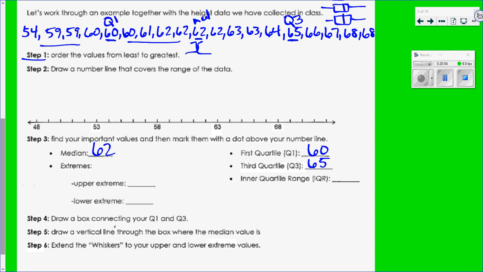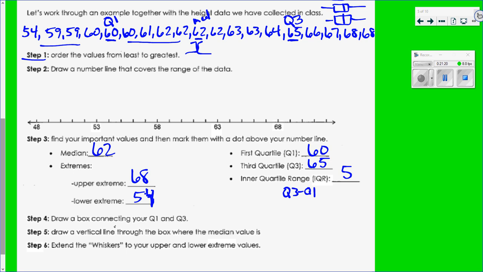My upper extreme, what was the largest number in my data set? 68. My lower extreme, what was the lowest number in my data set? 54. My interquartile range. Again, how do I find interquartile range? It's just Q3 minus Q1. So it's 5 in this case.